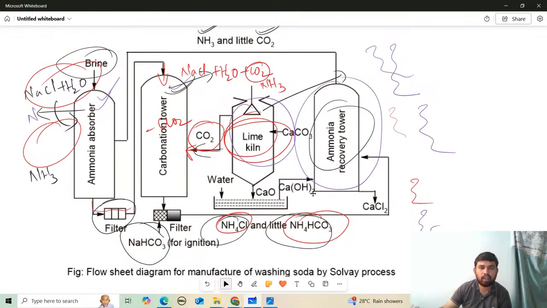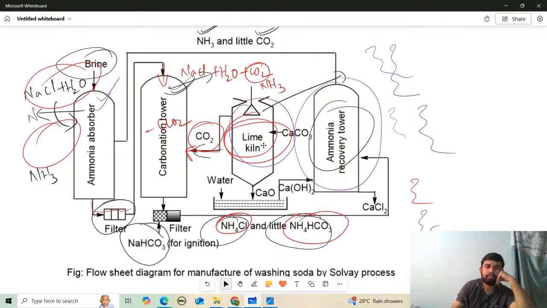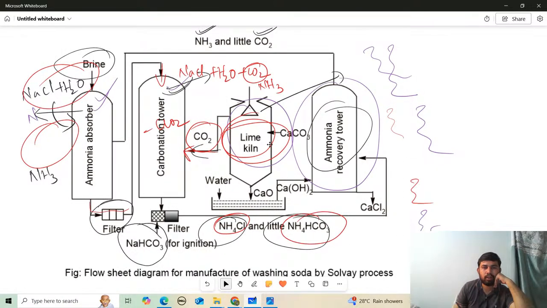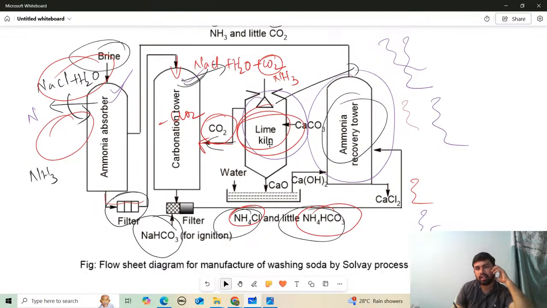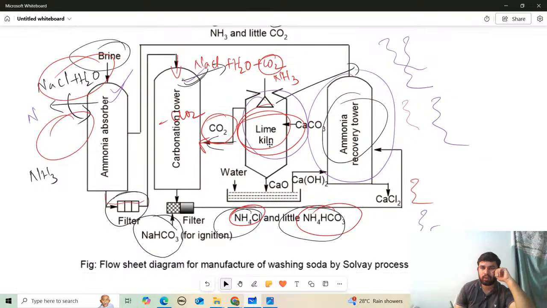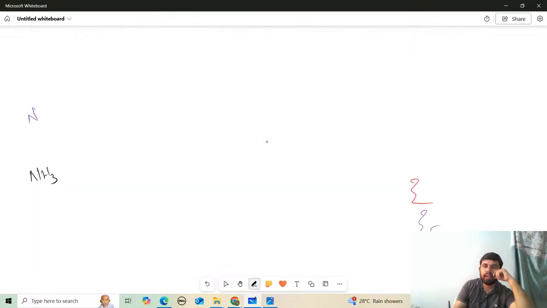After all this, from the lime kiln, calcium oxide is produced and it reacts with the water to give calcium hydroxide, which is introduced into the ammonia recovery tower. This reacts with ammonium chloride to form CaCl2 plus water plus ammonia. Again from here the ammonia is taken into the ammonia absorber, and it reacts with our brine. Again the same process continues.